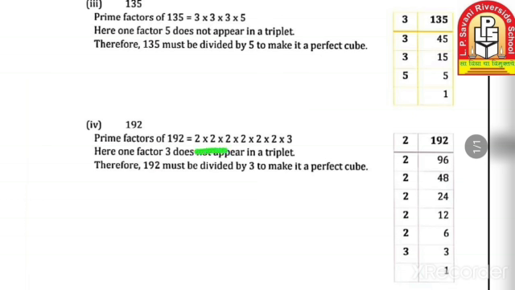2 is 3 times, another 2 is 3 times, and 3 is extra, so we have to divide by this 3 to get a perfect cube. So in this way we got the perfect cube. Okay, so 192 must be divided by 3 to make a perfect cube.